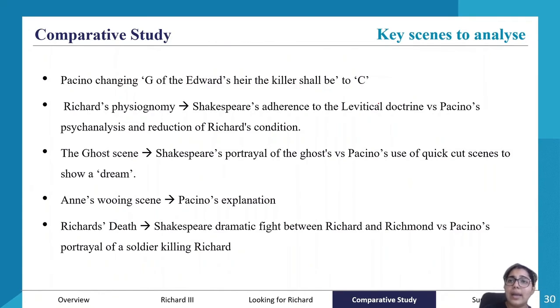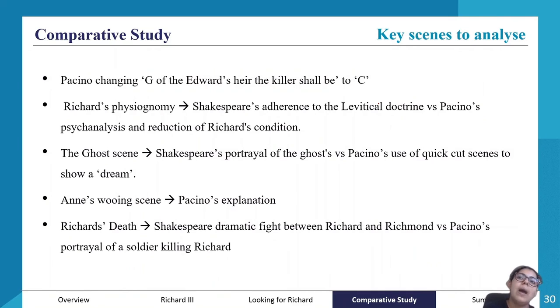The ghost scene: Shakespeare shows each of the ghosts speaking to him. When Buckingham says, "God and good angels fight on Richmond's side," Richard falls in the height of his own pride. That's pretty significant. What Pacino does is use quick cutscenes to show a dream. He doesn't have a proper dream, just quick cutscenes and bits of flashback. That's the psychological part of it: Richard subconsciously knows he's done the wrong thing, so it's his subconscious taunting him, not ghosts and not dreams.